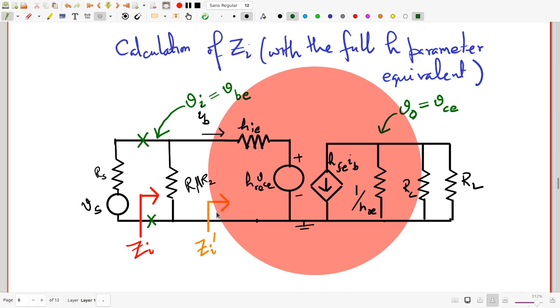Now, once you have Zi prime, Zi is trivial because Zi prime effectively looks like an impedance connected here. And Zi, the impedance connected between these 2 points, is nothing but Zi prime in parallel with this R1 parallel R2 combination. So that's all there is to it. Okay, so how do I calculate Zi prime? Well, let's make a start.